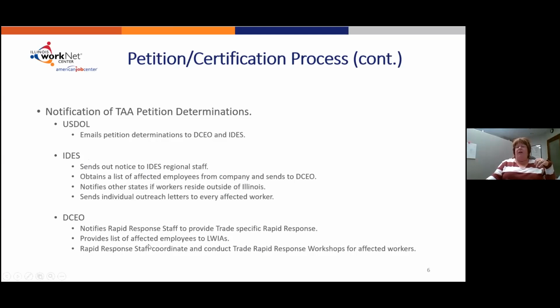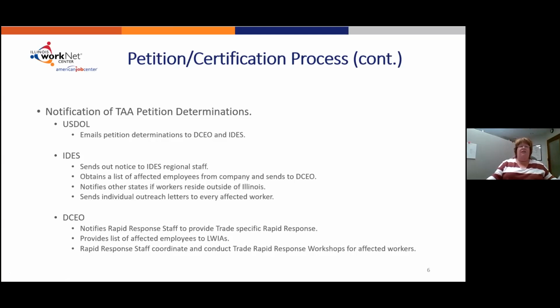And we will provide a list of the affected employees to the LEAs once we receive that from IDES, and then rapid response staff coordinate and conduct those workshops for those workers. IDES sends out the notices to their regional staff. They obtain that list of the affected workers from the company, and they will send it to us, and then we will notify the LEAs of those.